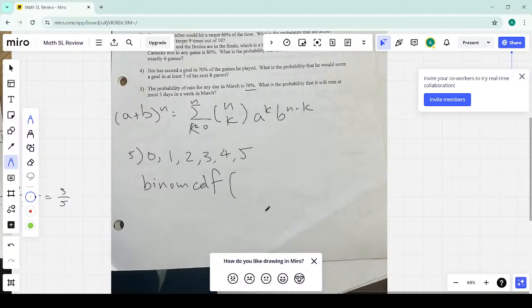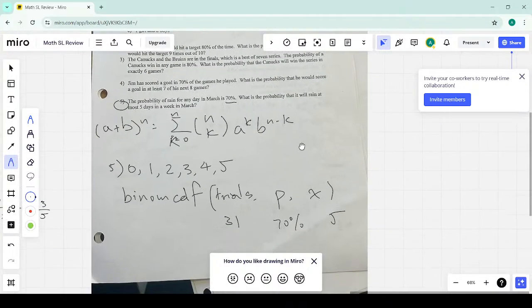So binom CDF, let me just check. Distributions, binom CDF. Okay, so the order is trials, then p, then the x value. In this case, the total number of trials, which is the number of days in March, will be 31. Probability is 70%. And x is our target, so that's going to be 5. If you plug this into your calculator, it will give you the answer to problem 5.